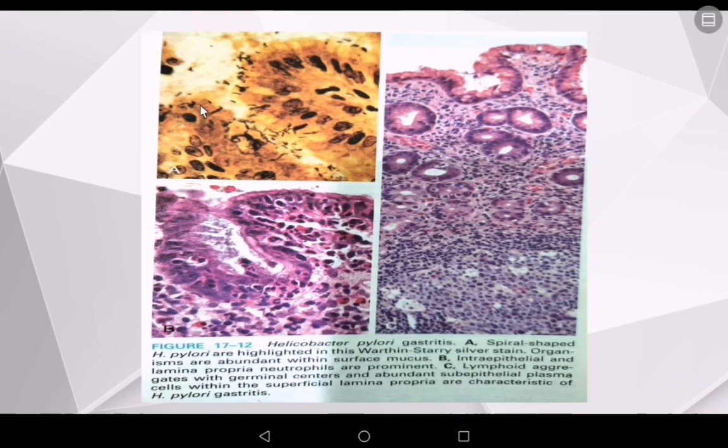These are three other slides showing microscopic features of chronic gastritis. In slide A, you can see spiral-shaped Helicobacter pylori, stained with Warthin-Starry silver stain. Organisms are abundant in the surface mucus. In slide B, you can see intraepithelial and lamina propria neutrophils. And slide C shows chronic gastritis, in which you can see abundant lymphoid aggregates with germinal centers, and abundant subepithelial plasma cells can also be appreciated in the superficial lamina propria, which are characteristic of Helicobacter pylori gastritis.